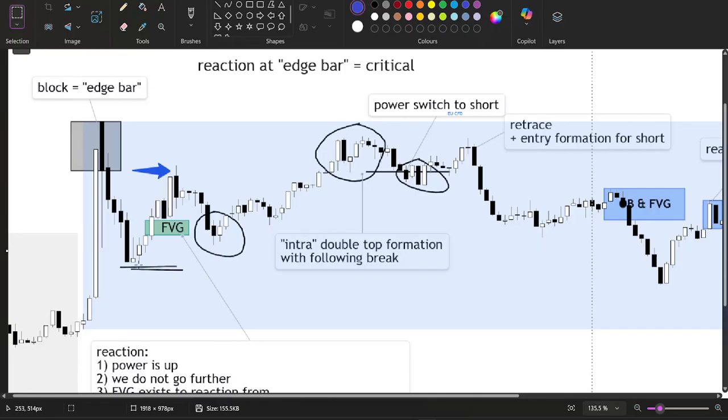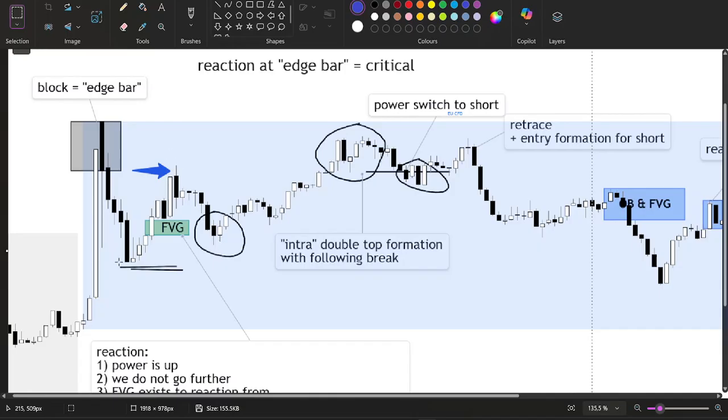Instead, price falls down and comes back. And notice the blue arrow. We come to the edge, edge block, edge bar, whatever. We come to this edge here, right? And we're rejecting it. Okay. And we come back down.